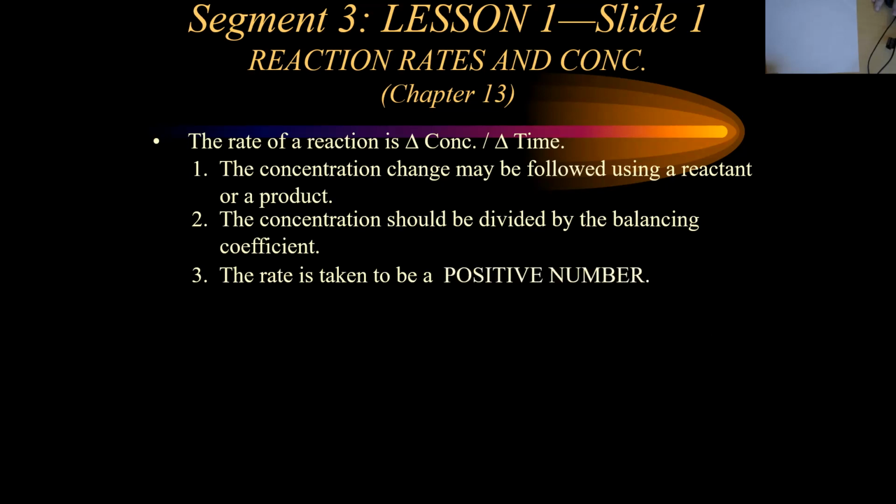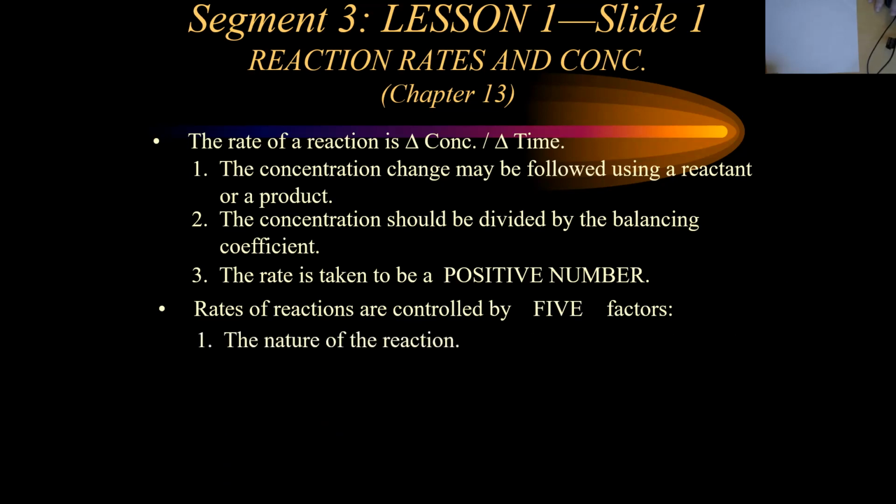Now, the rate of a reaction is by definition a positive number. The bigger that number is, the faster the reaction goes. Now, the rates are controlled by 5 different factors. The nature of the reaction is important. If you take hydrogen and oxygen and mix them together and spark it, it will explode. So that reaction is extremely fast.